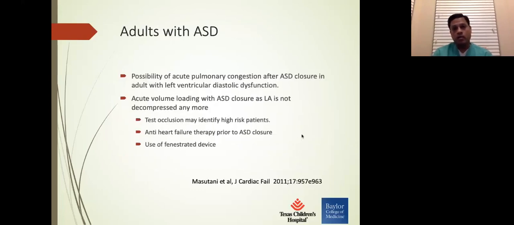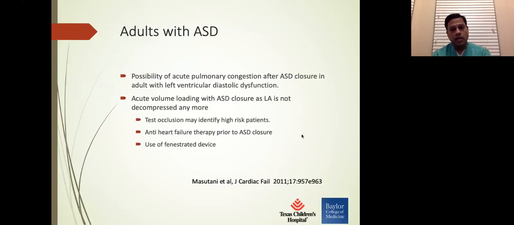stroke. When we close ASDs in adults, there is a little caution which should be practiced. A lot of times these adults would have left ventricular diastolic dysfunction. So it is very important to assess the left ventricular function prior to ASD closure. If you are attempting ASD closure, whether surgically or catheter-based approach, it is important to know what is the LV end-diastolic pressure prior to ASD closure.